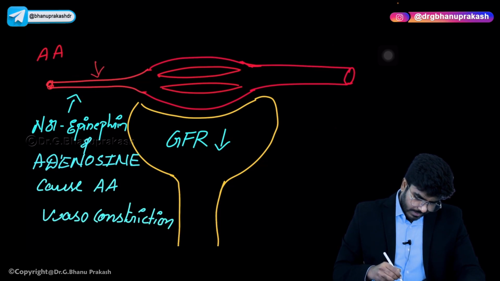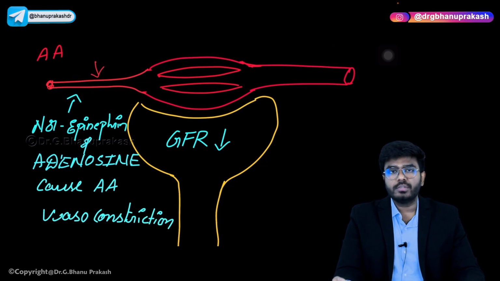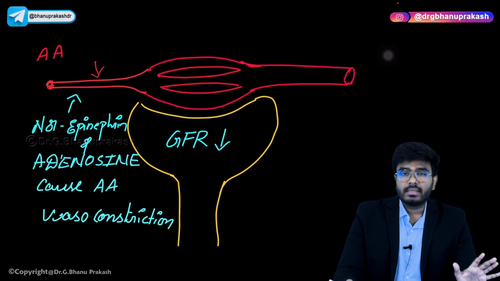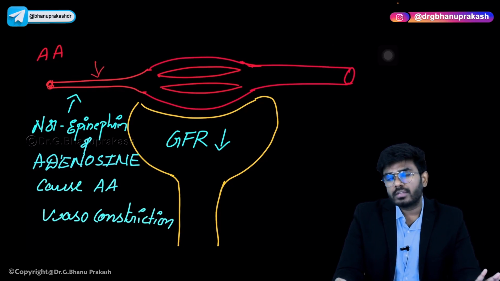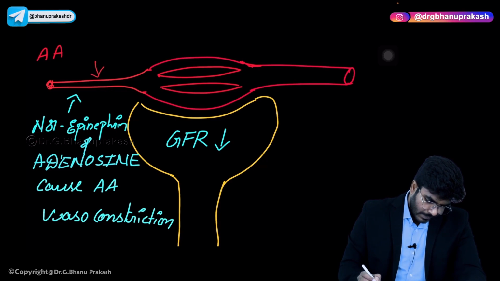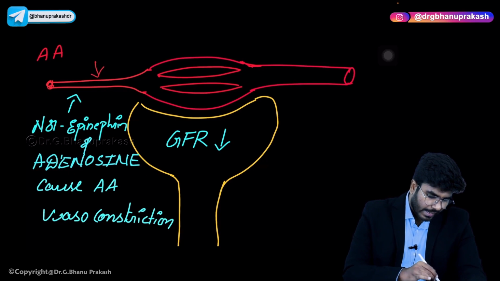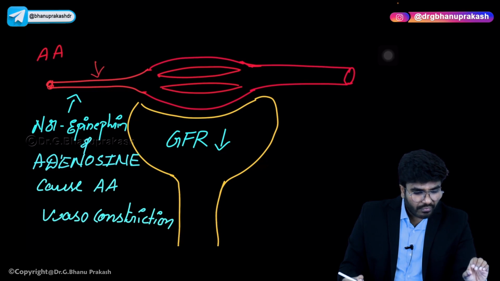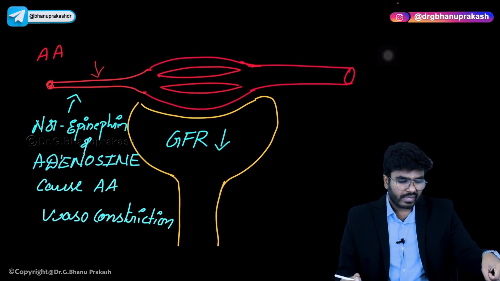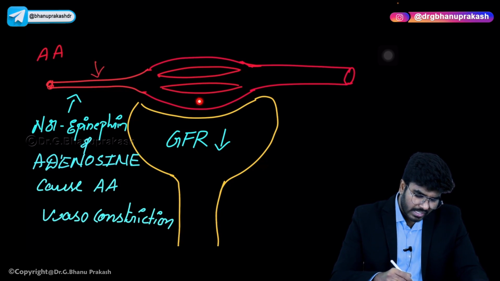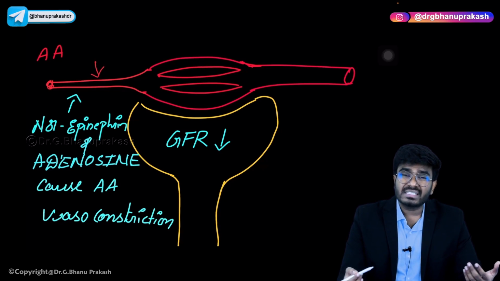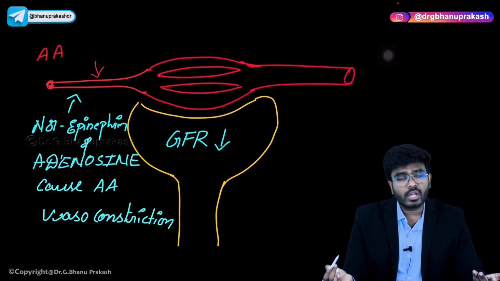Now let's see. If you inject norepinephrine into some person, what will happen to GFR? How is GFR going to be affected? Norepinephrine and substances like adenosine act on the afferent arteriole and cause afferent arteriolar constriction. Now what happens to the GFR? Whenever the afferent arteriole is constricted, is more blood coming here or less blood coming here? Definitely less blood will be coming there. So if there is less blood over that area, what happens? Filtration will also definitely decrease.